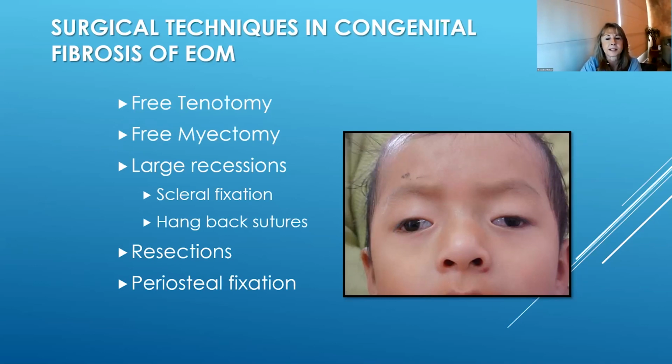Periosteal fixation of the lateral rectus is especially useful in those patients that show synergistic divergence, because in these cases, you really have to inactivate the force of the lateral rectus. And the best way to inactivate these muscles is through a periosteal fixation.